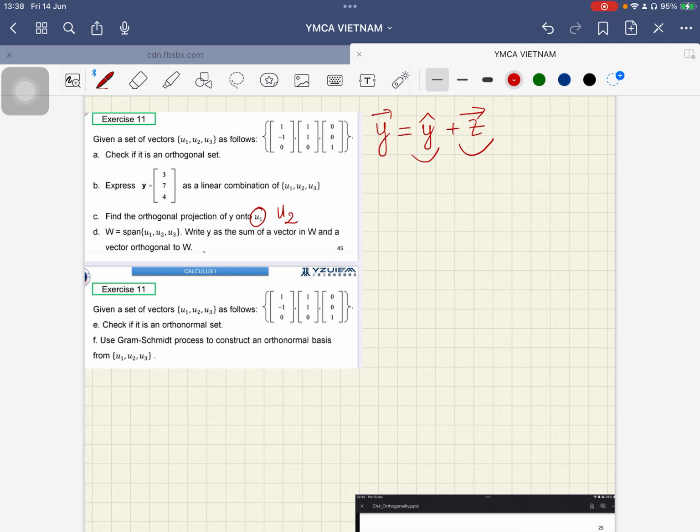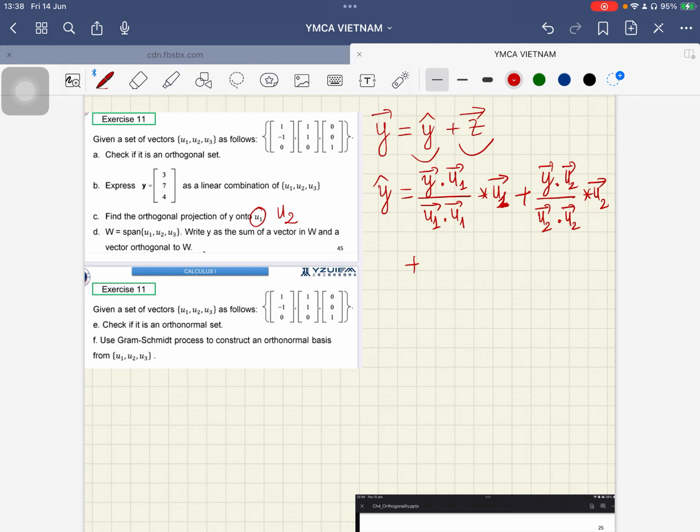Y hat is the projection of y onto W. So we have y hat is equal to the dot product between y and U1 divided by the dot product between U1 and U1, multiplied by U1, plus the dot product between y and U2 divided by the dot product between U2 and U2, multiplied by U2, plus the dot product between y and U3 divided by the dot product between U3 and U3, multiplied by U3.